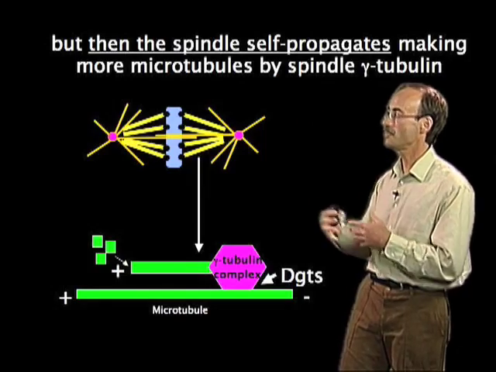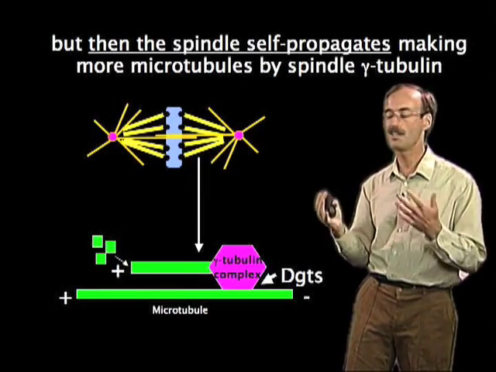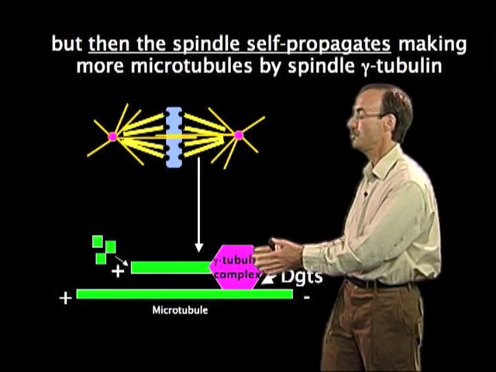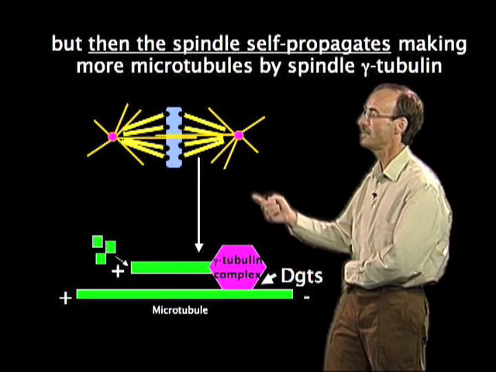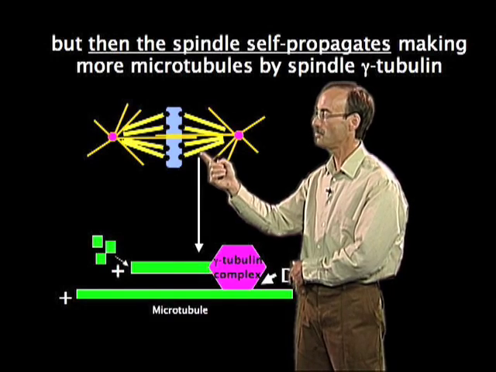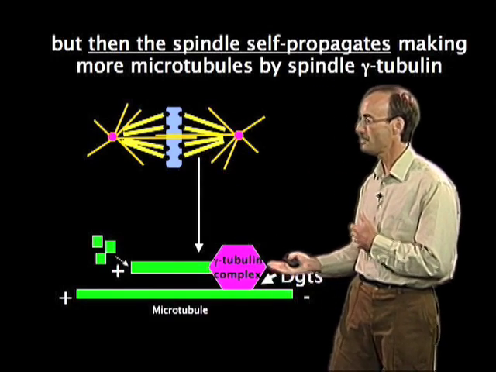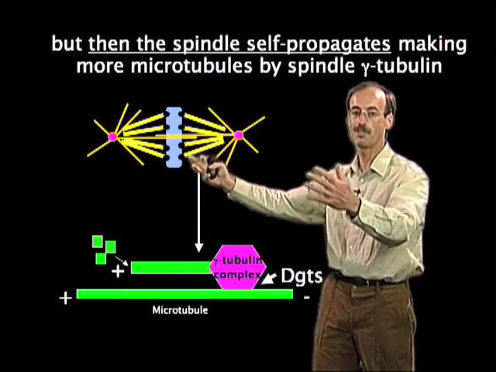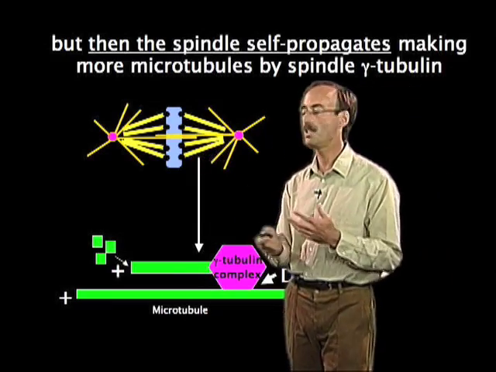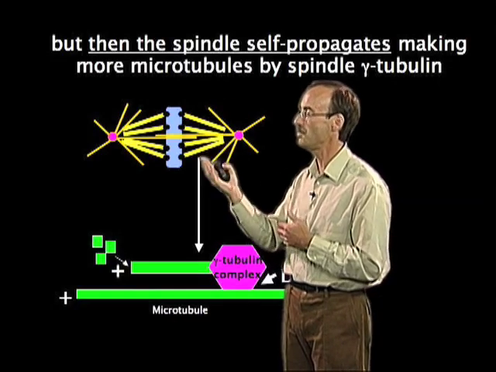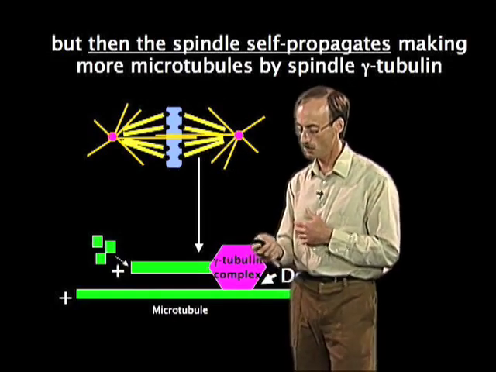that the spindle has a way of self-propagating itself. It has a way of bringing the microtubule nucleator via these DGTs onto the spindle microtubules themselves. And this complex generates new microtubules that helps to maintain microtubules in the spindle and interaction with the chromosomes.